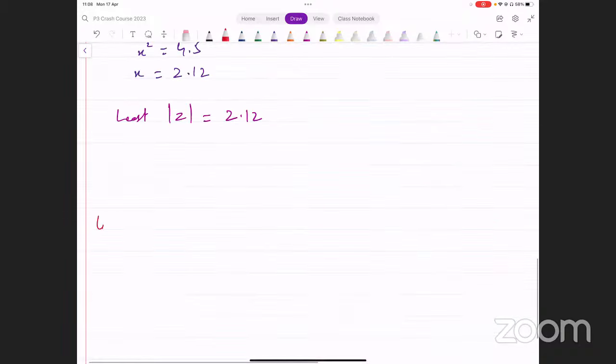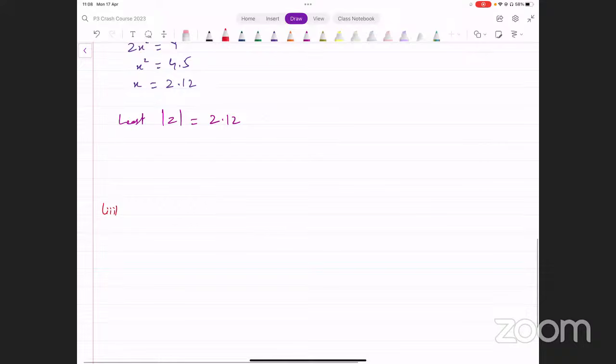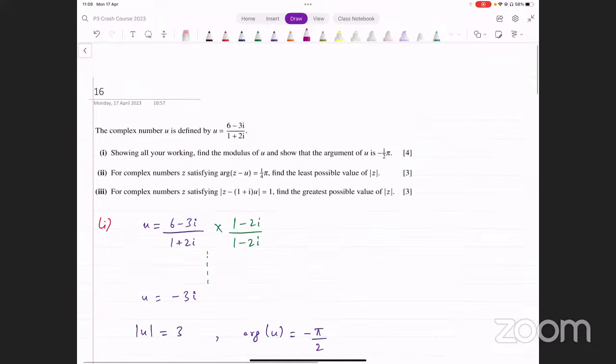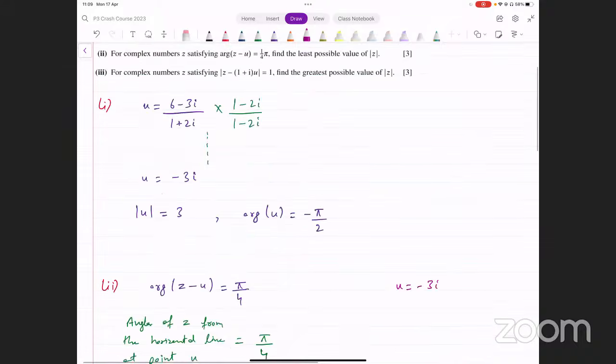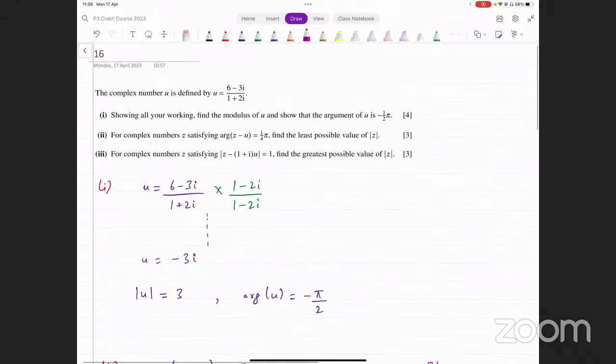Part 3. So you're given that modulus of z minus (1 plus i) u is equal to 1 unit. And what we're looking for is the greatest possible value of modulus of z now.